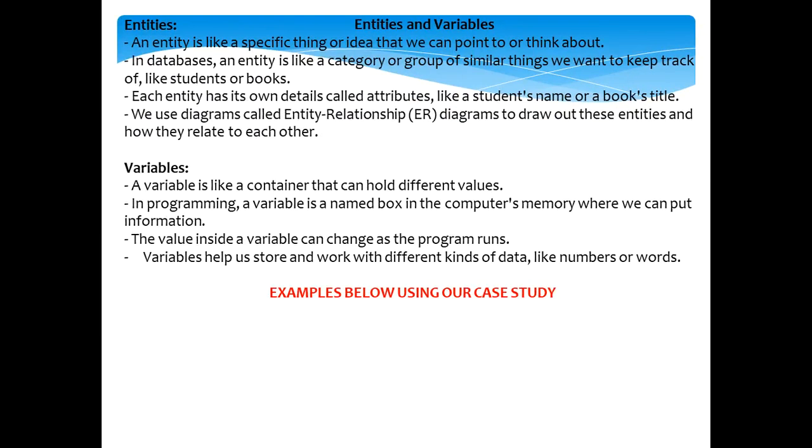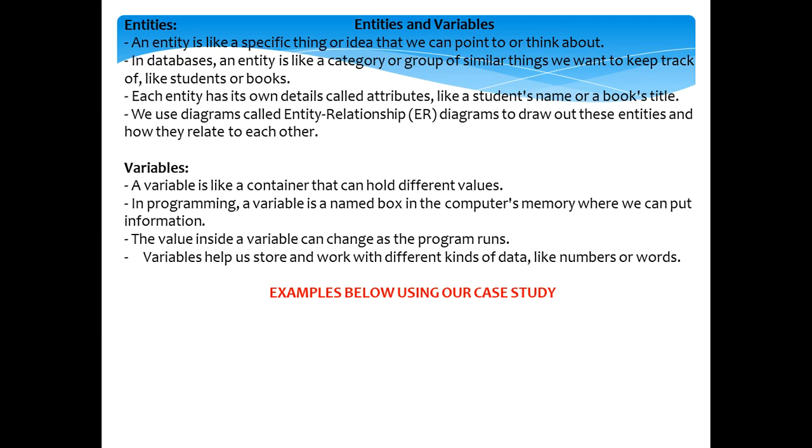Then we have entities and variables. First of all, we need to define what is an entity. An entity is a thing or an item for which a database is kept. An entity is a specific thing or idea that we can point to or think about. For example, if you create a database about a student or a book or a vehicle, a student is an entity. It is a thing or the idea.